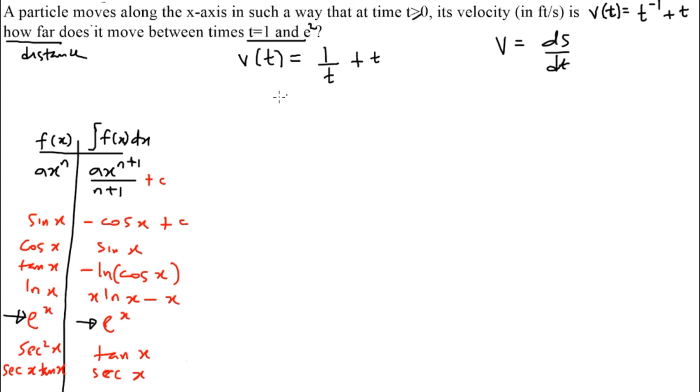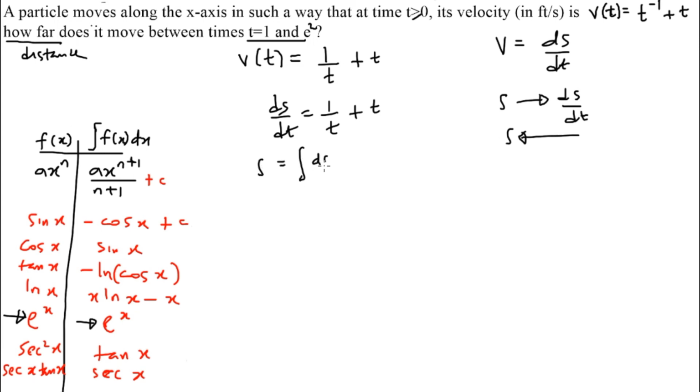That means v of t is the same thing as ds/dt, which is equal to 1 over t plus t. Now if I have ds/dt but the question says I should find s, that means I need to integrate ds/dt to find my s. Remember that s by differentiation will yield ds/dt, but if I integrate ds/dt I will return to s, which is the distance. So s, which is distance, is the integral of ds.